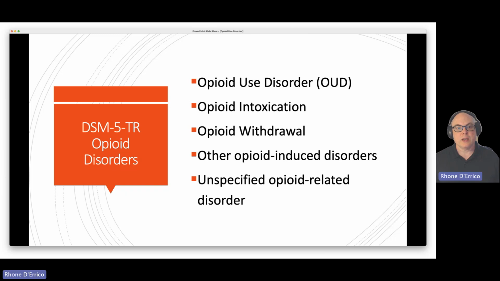So we're going to be talking about opioid use disorder today. This is the primary DSM-5 diagnosis for opioid use disorder. However, it's important to note that there are actually 5 opioid-related disorders in the DSM-5. In addition to opioid use disorder, we see opioid intoxication, opioid withdrawal, other opioid-induced disorders, and unspecified opioid-related disorder. Now, this talk is going to focus on the first, opioid use disorder. It's worth taking a second just to mention the others.